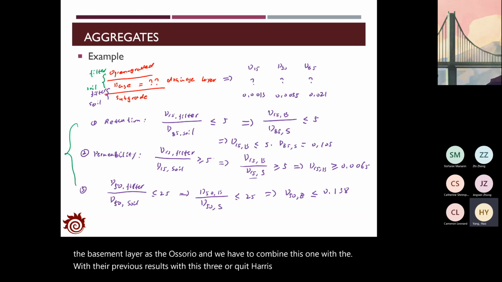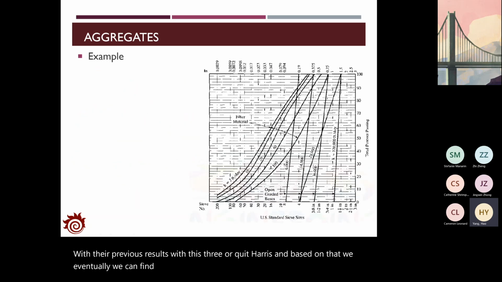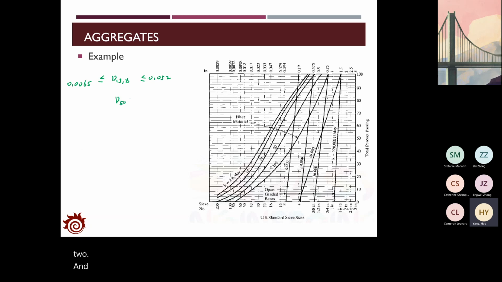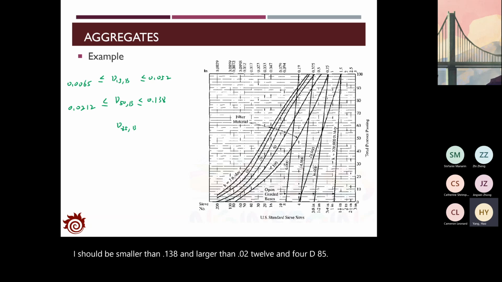Based on that, we can eventually find the criteria. For D15 base, it should be larger than 0.0065 and smaller than 0.052. For D50 base, it should be smaller than 0.138 and larger than 0.0212. And for D85 base, it should be larger than 0.052. All these three conditions should be satisfied.